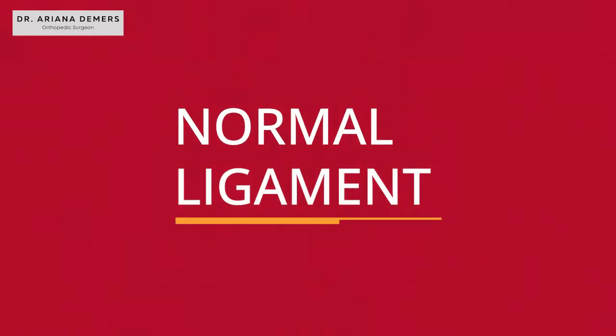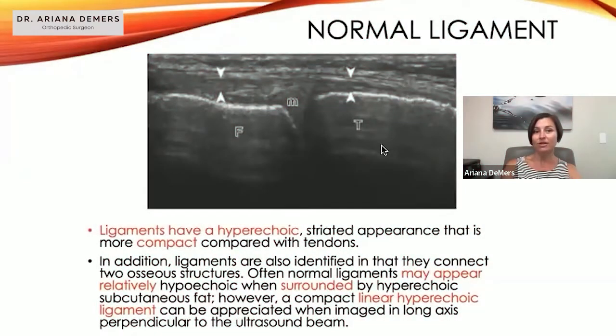This is ligament, so a bone-to-bone connection. This is femur and tibia. This is an MCL, and it looks similar to tendon, and it is hyperechoic, but it's a little bit more compact than the tendons, as you would expect. And you can always make sure that a compact linear hyperechoic structure with a bone-to-bone connection is ligament.